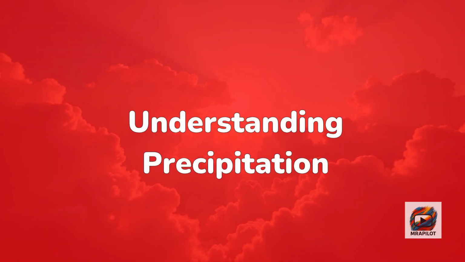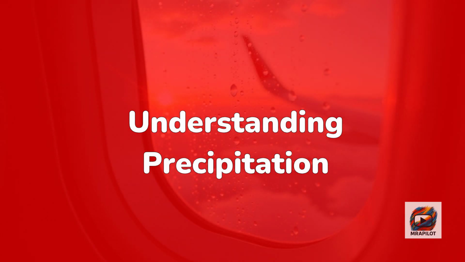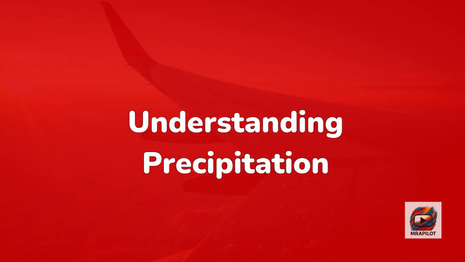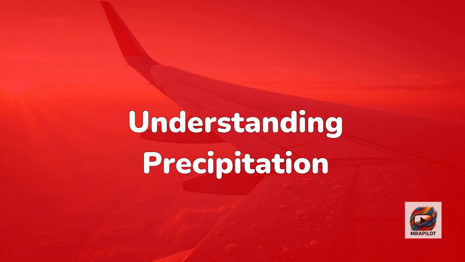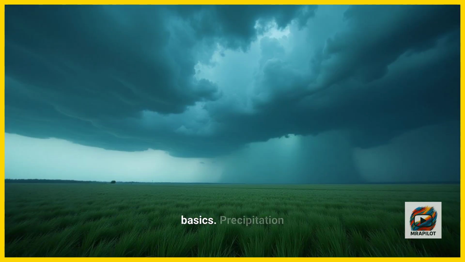Welcome back. In the last episode, we learned how clouds form, how they're classified, and what they reveal about flight conditions. Today, we go deeper, focusing on precipitation. We'll explore how it forms, what types exist, and what they mean for aircraft performance and safety. Let's start with the basics.